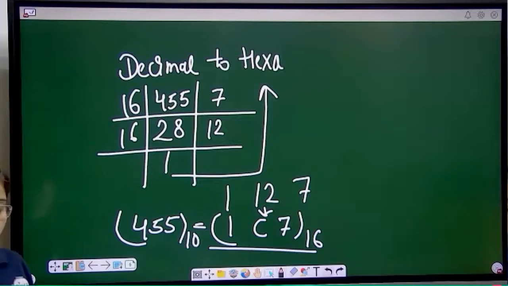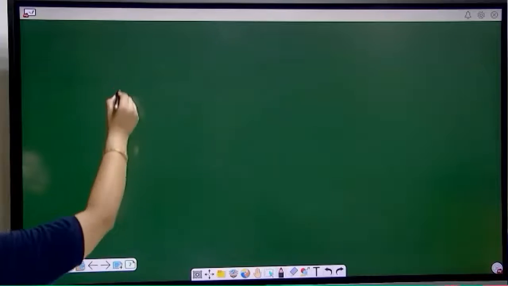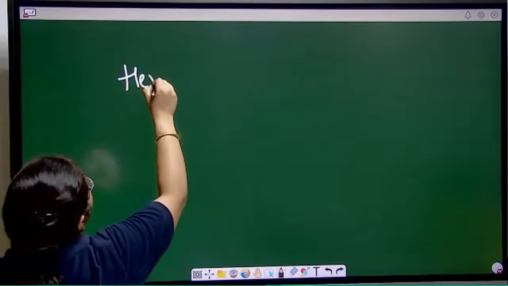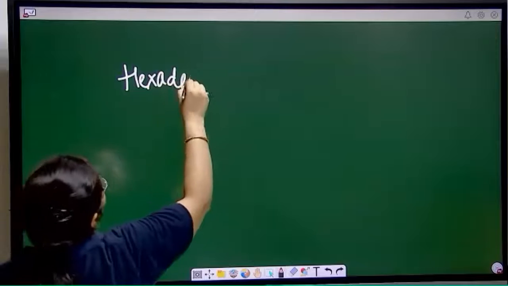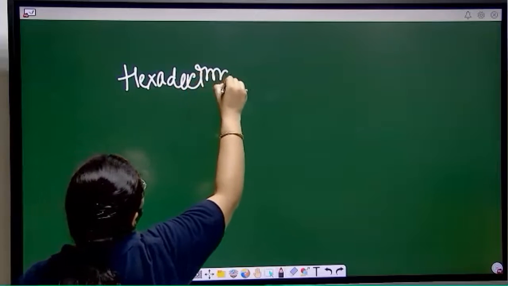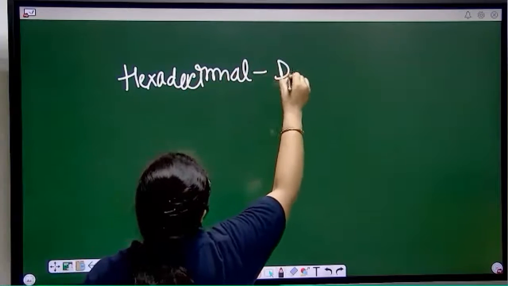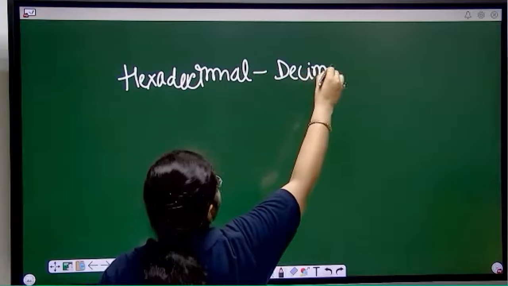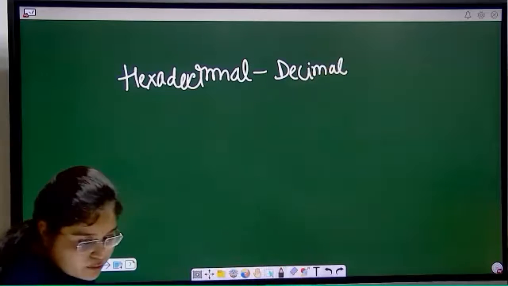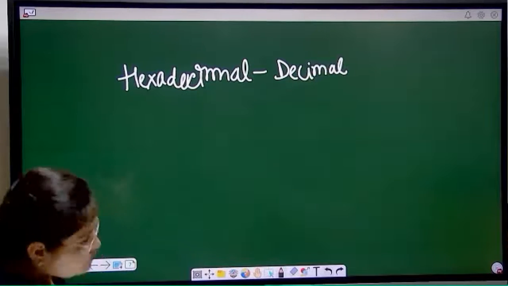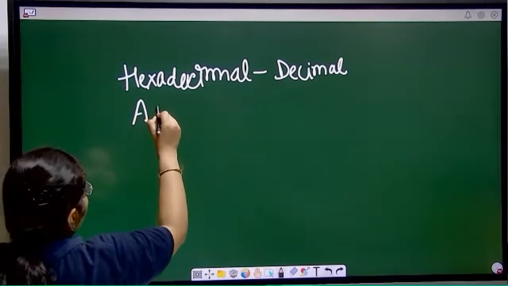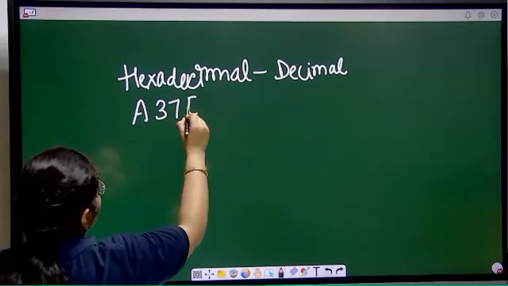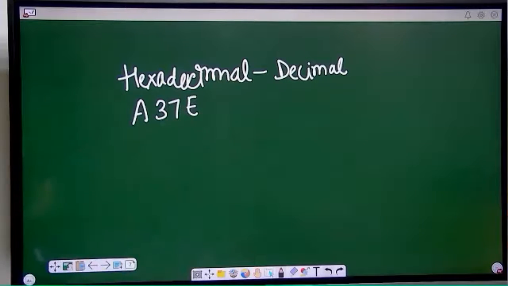Now the last one we are having hexa to decimal. So I have told you if you want to convert any number system into decimal, we have to use multiplication method. So hexa to decimal. The number given in your book, page number 18, A37E. Okay, this number is given.